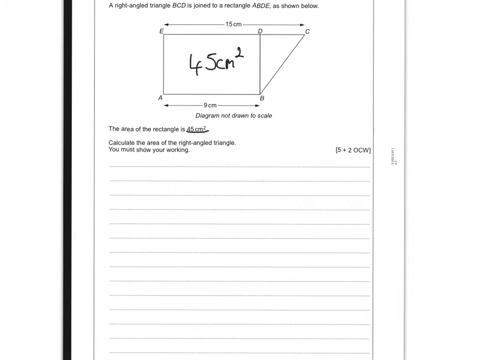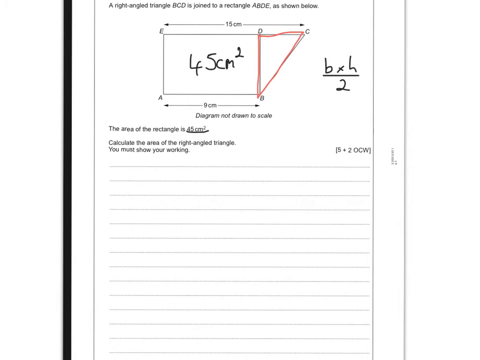Calculate the area of the right angled triangle. So the area of a right angled triangle we know is base times height divided by 2. So we need to find out the base and the height of the right angled triangle. If I mark that in red here. Very often with these questions we have to use parts of the shape they've given us in order to get to the values that we know.